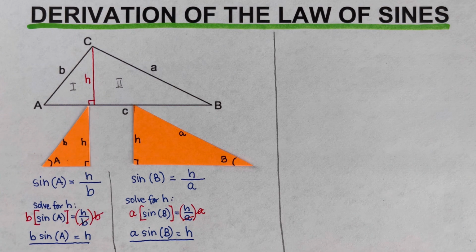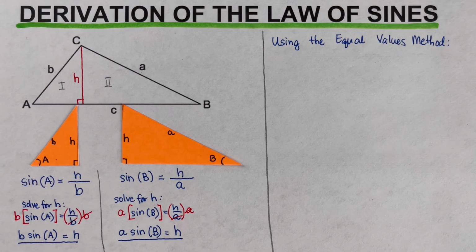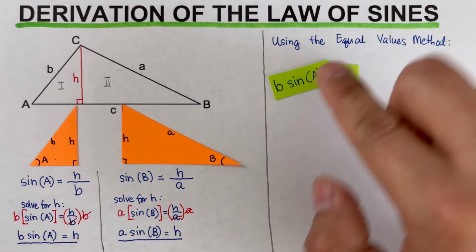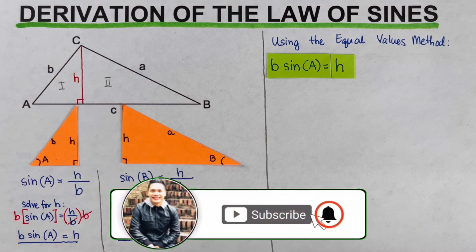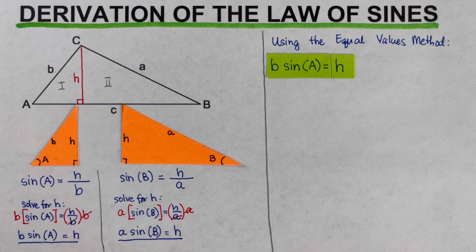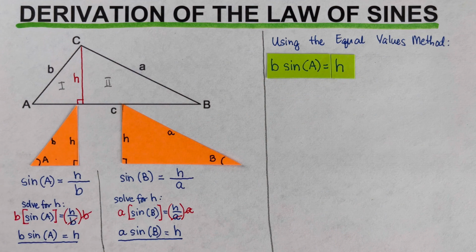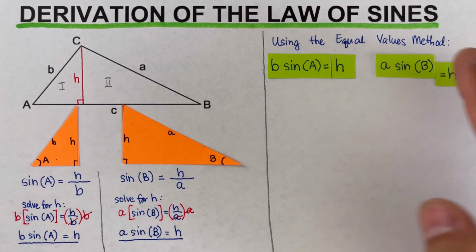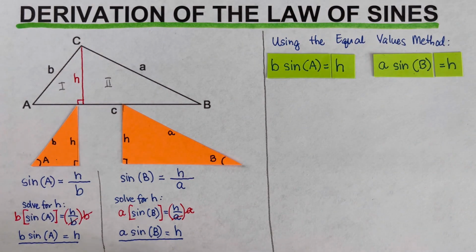As you can see on the equations right here, both of them are equal to H, so we can go ahead and use the equal values method. To better understand this, I have written the formulas that we got on this piece of paper right here. That's the first formula that we got from the first triangle: B sine of A equals H. The other formula comes from the triangle on the right: A sine of angle B is equal to H.